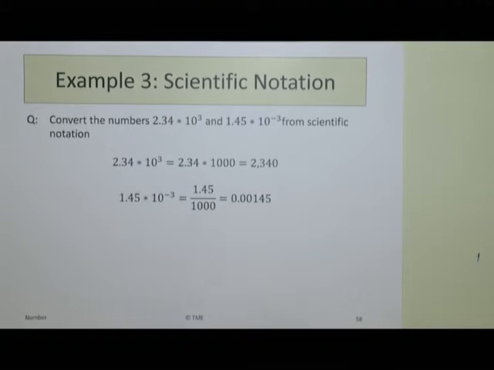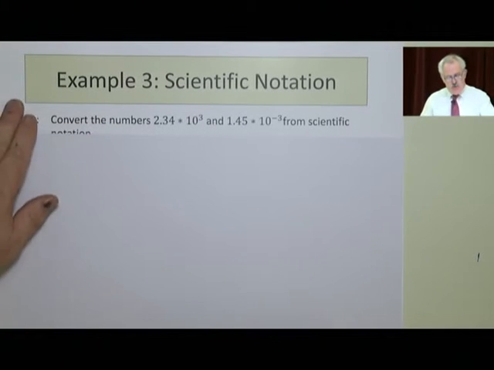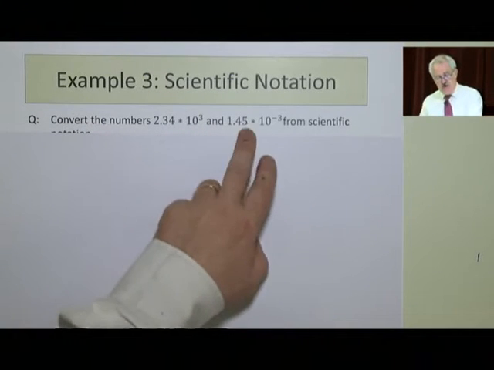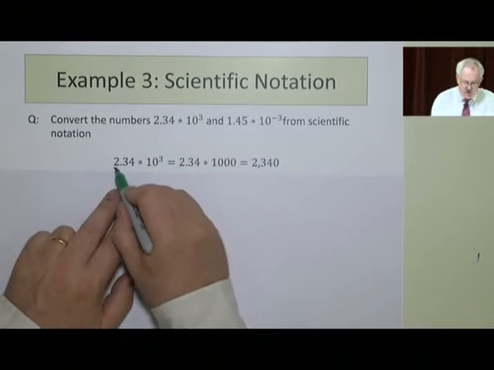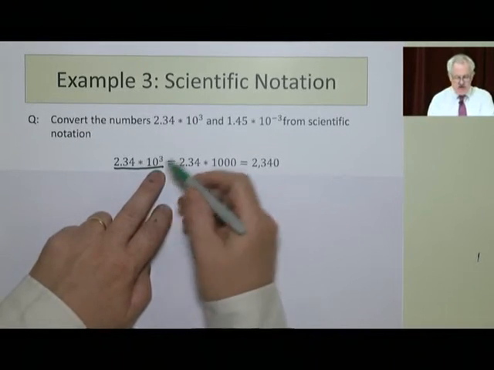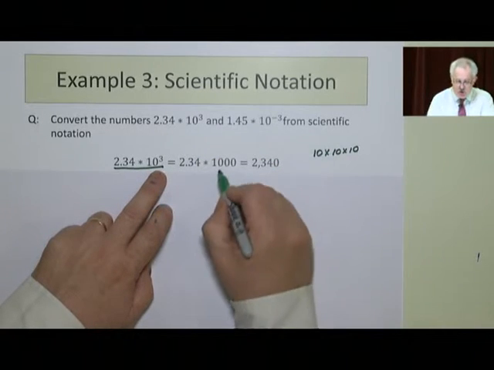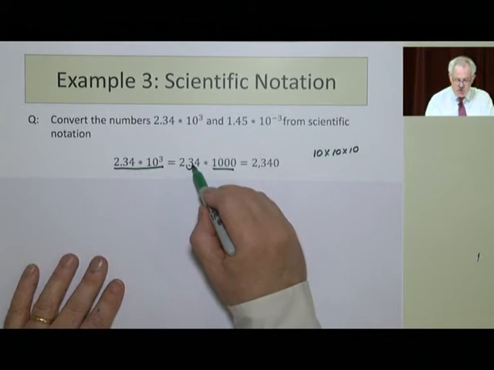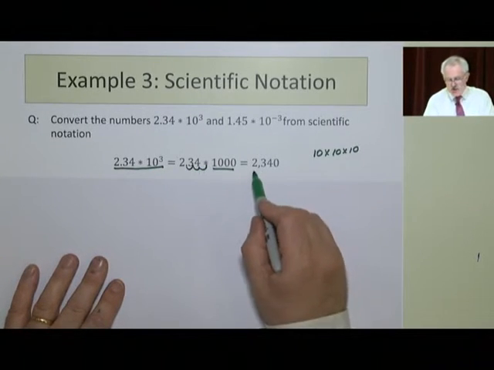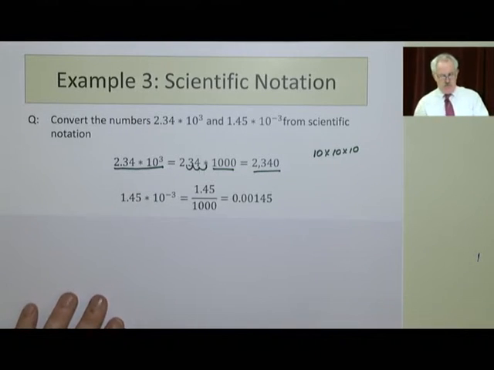And in this example, we're going the other way around. Here we're asked to convert the number 2.34 by 10 to the 3 from scientific notation. Well, 10 to the 3 is just 10 times 10 times 10, or 1,000, and we just simply multiply by 1,000. And to do that, we will move 1, 2, 3. So 2,340.